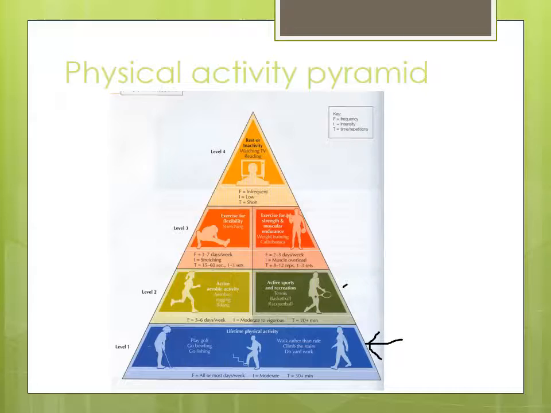The next level of the pyramid, we have our active aerobic activity and active sports and recreation. That should be the next level up, and we should be participating in a lot of those. The next level up is exercise for flexibility and exercise for muscle strength and muscular endurance. And the final area is rest or inactivity. So we should be trying to minimize the amount of sedentary behavior that we participate in.